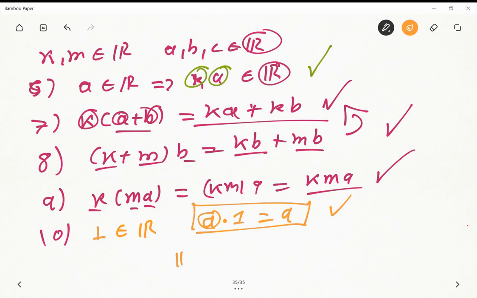So the conclusion is that R equipped with the usual summation and multiplication is a vector space.